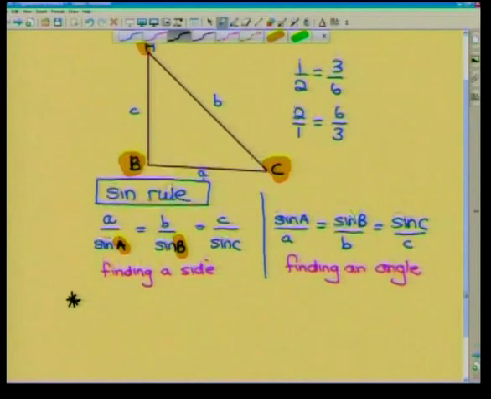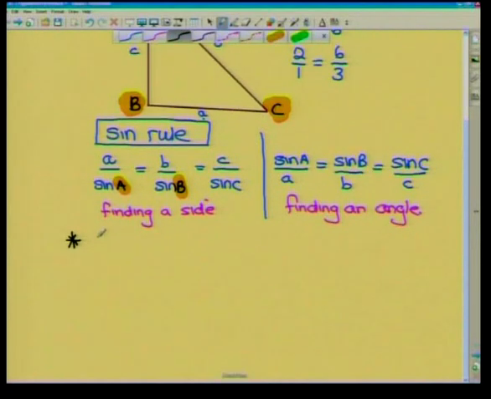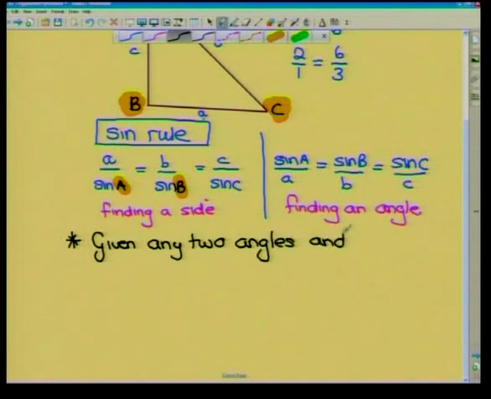Right, so when are the 2 cases we use sine rule? Well, the good news is they're not very hard to remember. The first one is if we are given any 2 angles and one side. Now, why any 2 angles? Well, any 2 angles, we know that a triangle is made up of 180 degrees, and if we know 2 angles, we automatically know the third. So it's never a problem if you've got 2 angles to find the third angle, and therefore we can always use sine rule in that case.